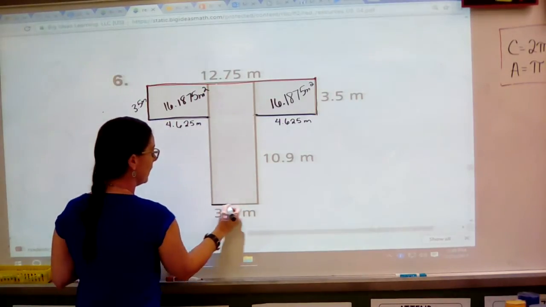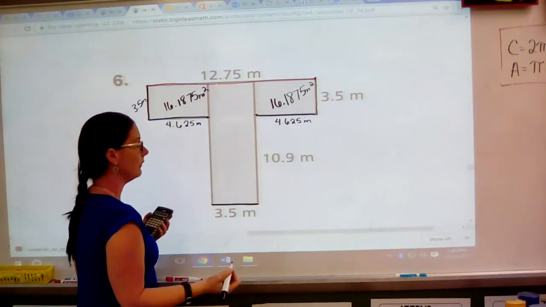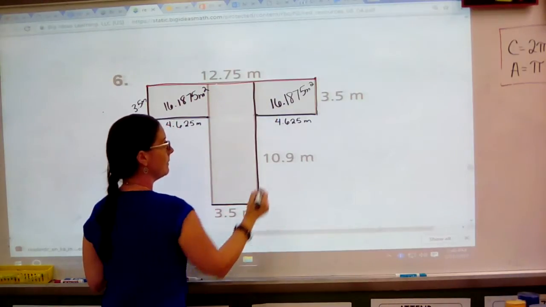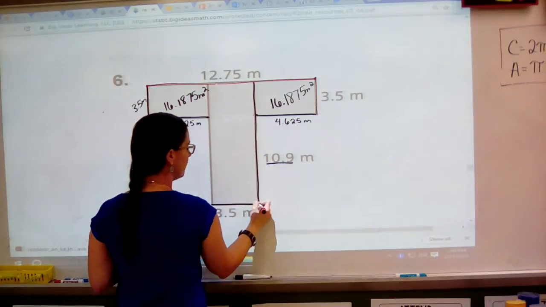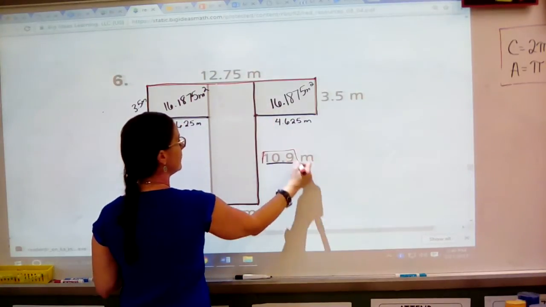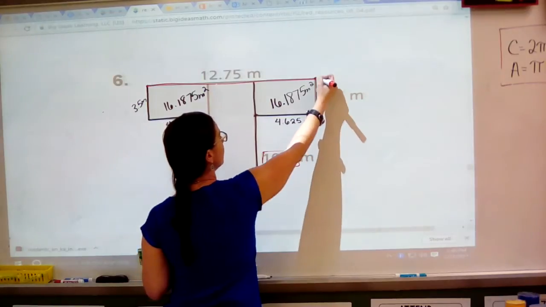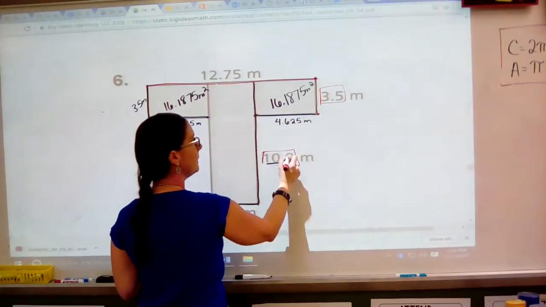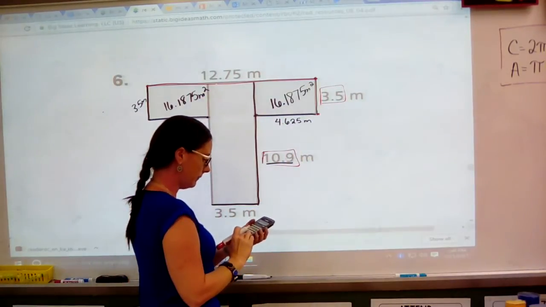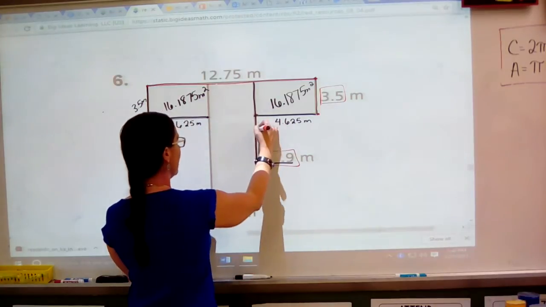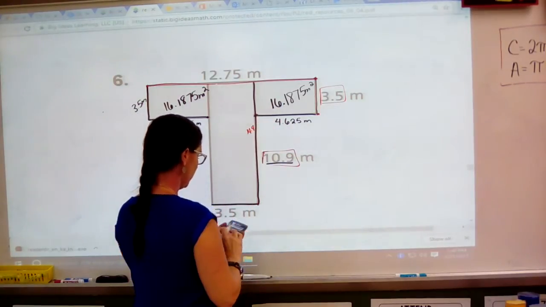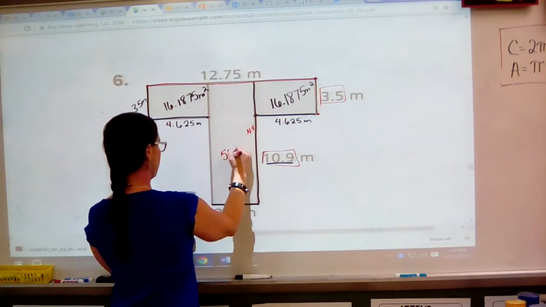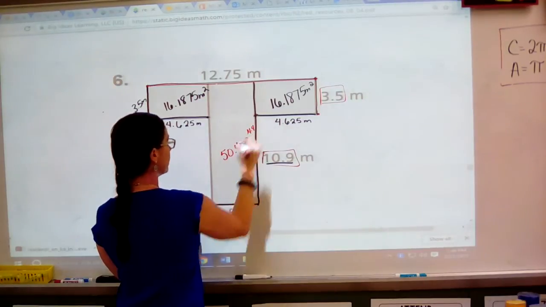I know that my base is going to be 3.5. I also know that all the way up would be my height. If from this point to this point is 10.9, and here to here is 3.5, I know that my entire height will be the 10.9 plus the 3.5. So my entire height will be 14.4. So when I find the area, I'll do my 14.4 times 3.5 to get a total of 50.4 meters squared.